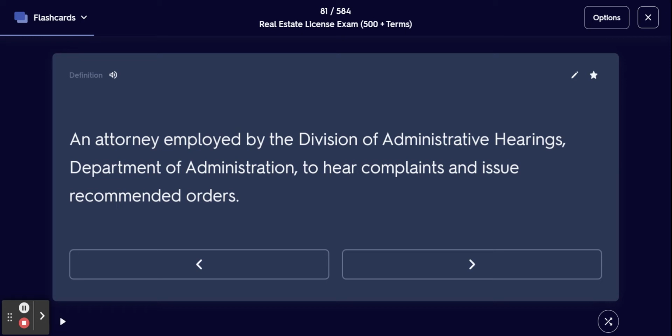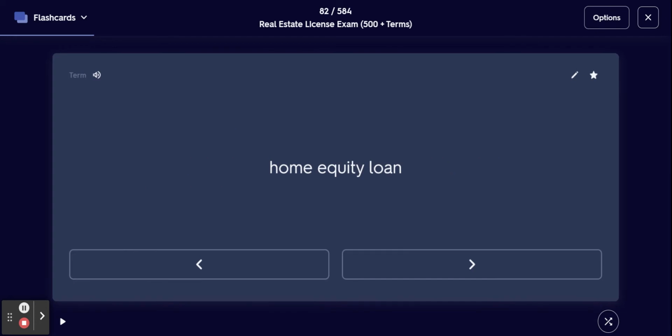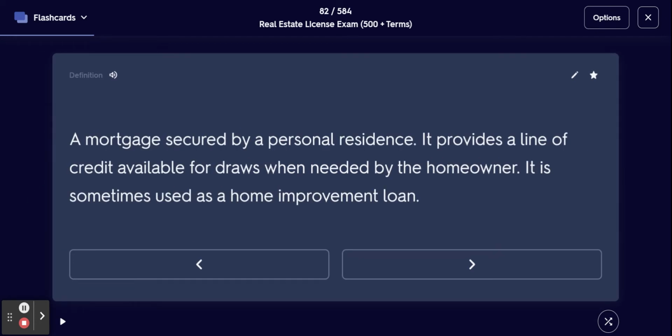Home equity loan. A mortgage secured by a personal residence. It provides a line of credit available for draws when needed by the homeowner. It is sometimes used as a home improvement loan.